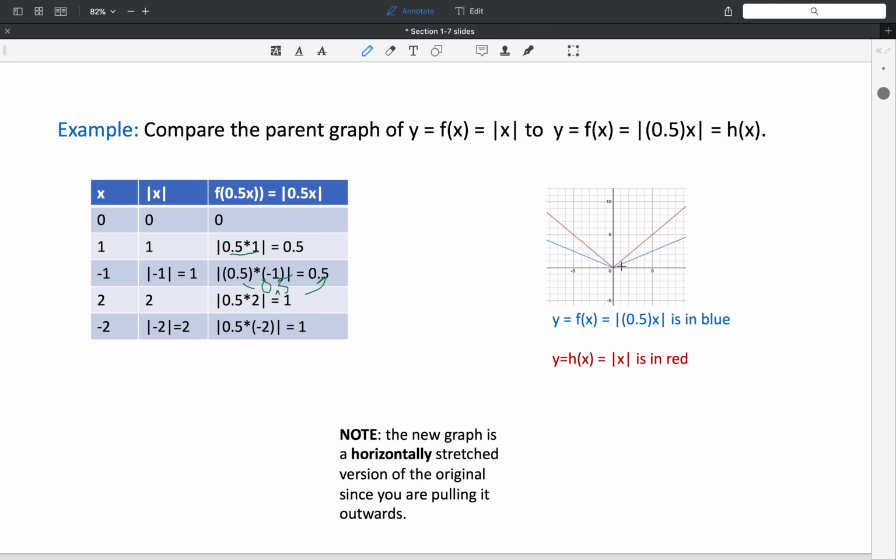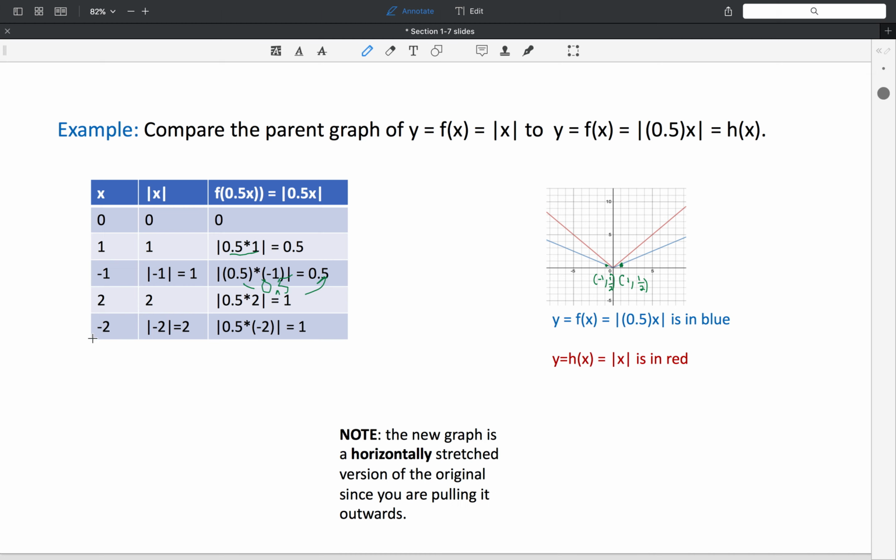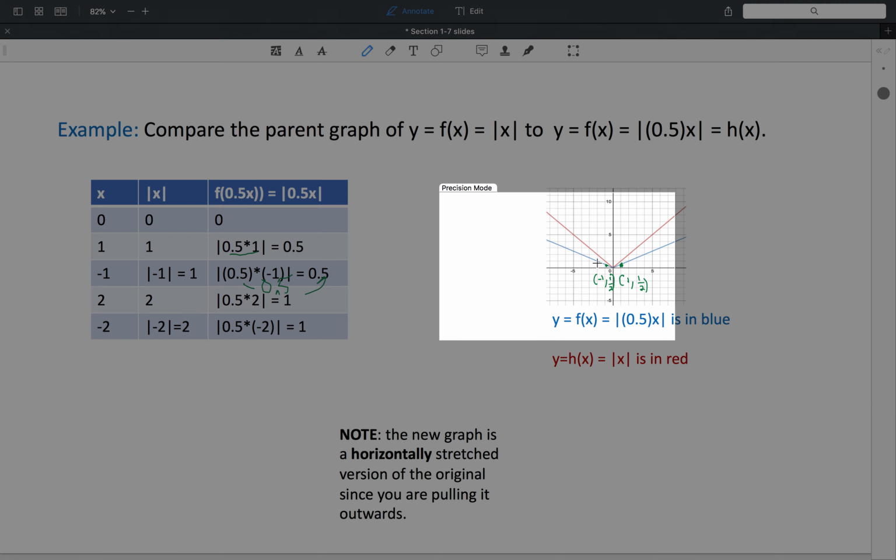This is going to be where those new points are. That's going to be 1.5. And then over here in the new one, I get minus 1.5. I'm writing this 1/2. And then I use the table and I get a couple of other points. I get the point minus 2, 1, which is right here.